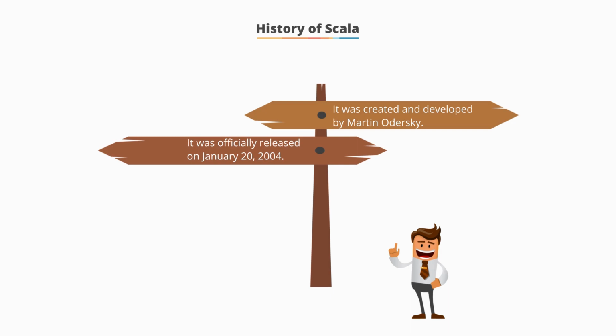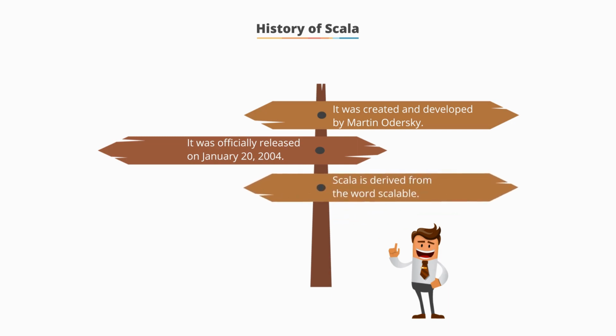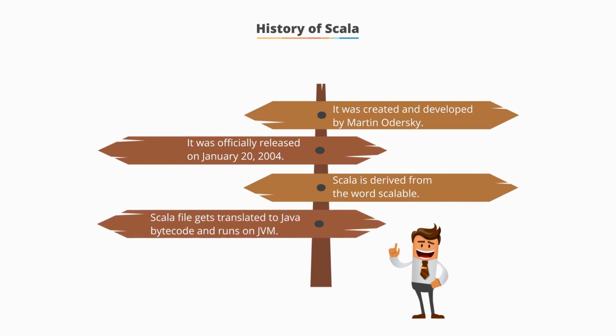The name Scala is derived from the word scalable, which means it can grow with the demands of users. Scala files translate to Java bytecode and then run on a Java virtual machine, or JVM.